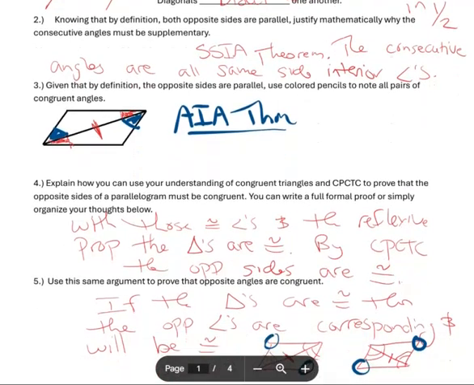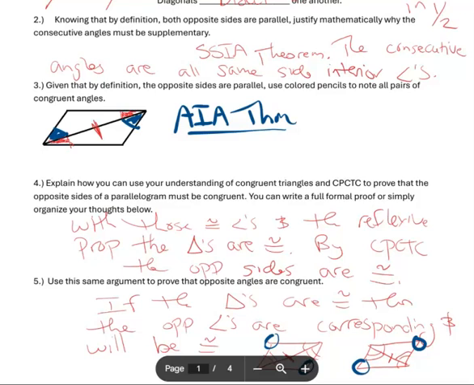It says use the same argument to prove that the opposite angles are congruent. Well, these two triangles would be congruent, so those opposite leftover angles that haven't been colored are going to be congruent by CPCTC. Also, you can see that the bottom left and the top right triangles are both made by the red and the blue angle.